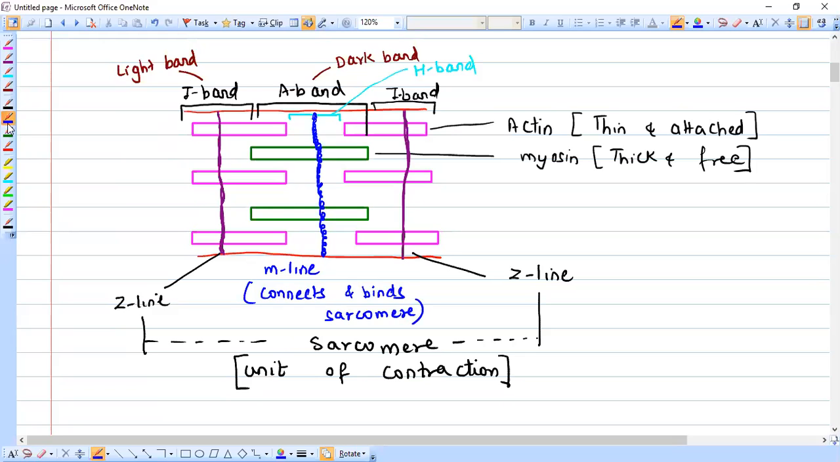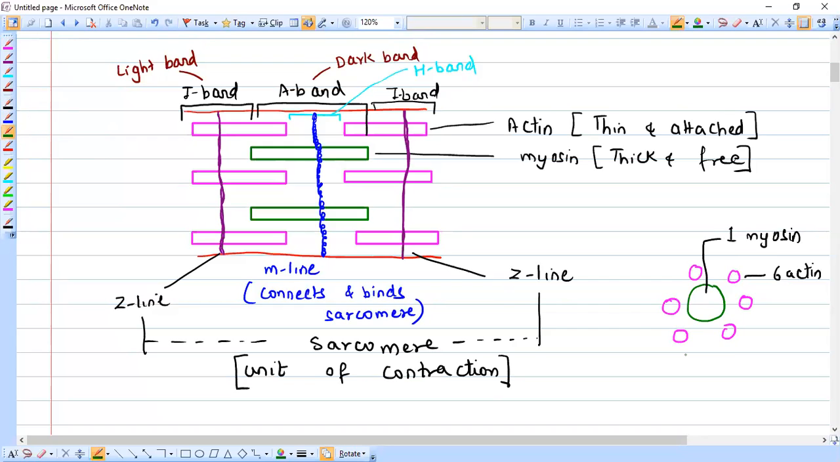When I take a cross section of this, if I cut this and observe how it will appear, in the cross section I will see that there is one green one. This green is nothing but myosin. The myosin is surrounded by actin. So here there will be 6 actin present: 1, 2, 3, 4, 5 and 6. Remember, for every one myosin there are a total of 6 actin present.